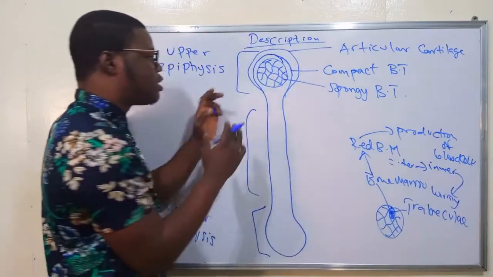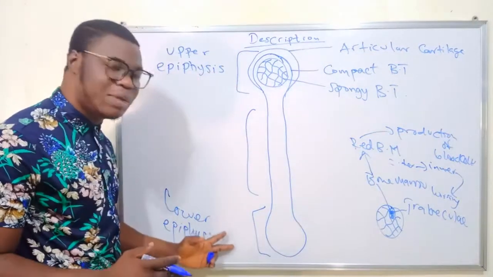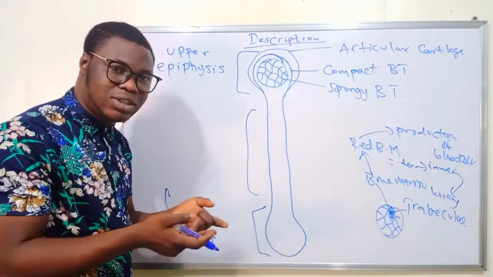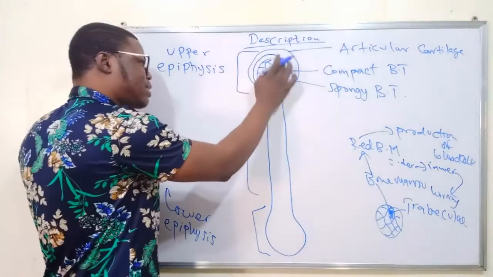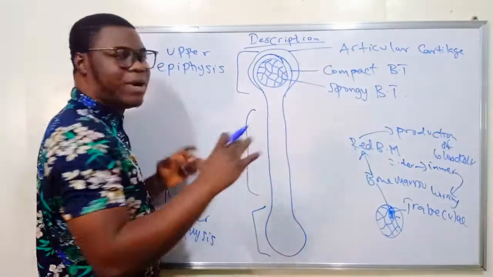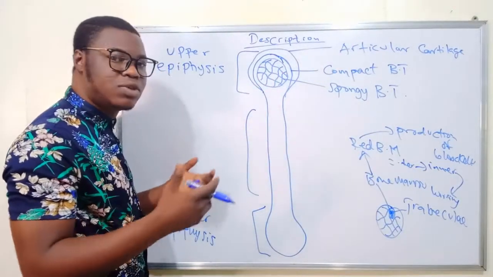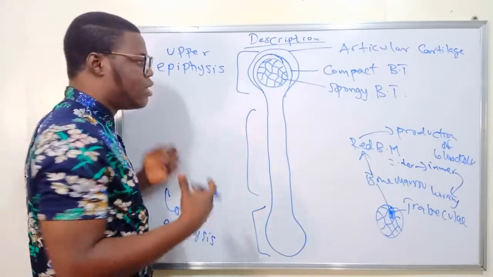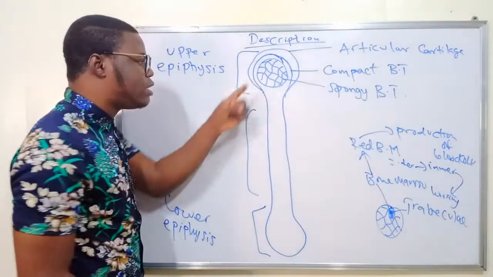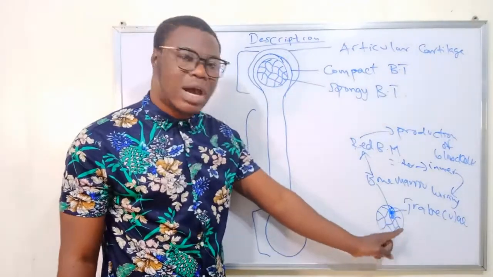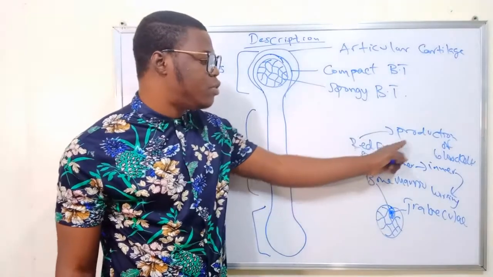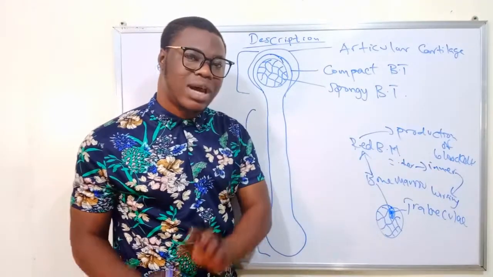So that is just the description of both the upper epiphysis and the lower epiphysis. It is covered by articular cartilage. And then the upper extended end is made up of two bone tissues. The first one is the compact bone tissue on its outer part, and it is strong, smooth, and dense. It houses the inner spongy bone tissue, which is made up of trabeculae. And within the trabeculae, we have red bone marrow, which is responsible for the production of blood cells. As simple as that.